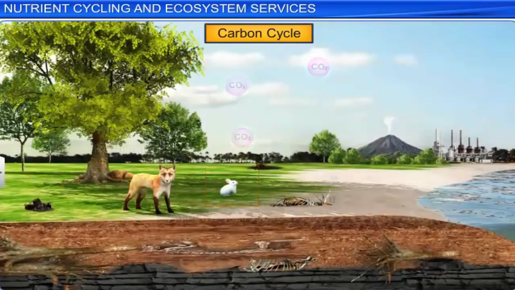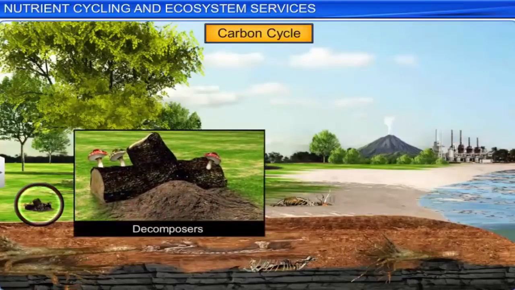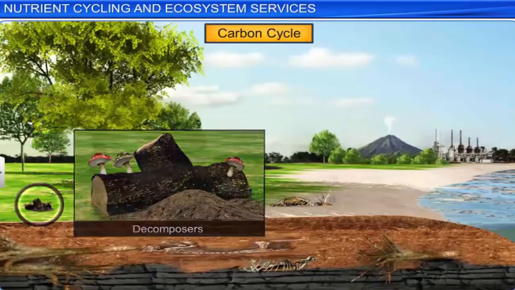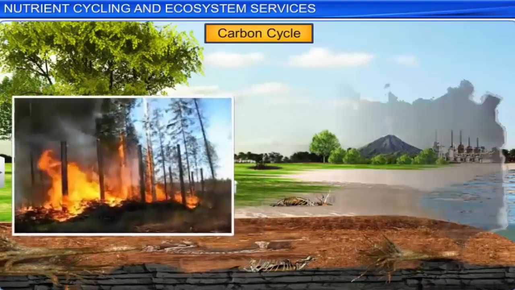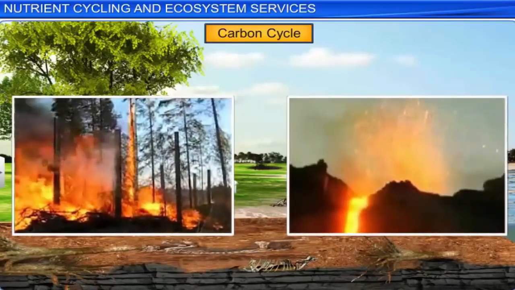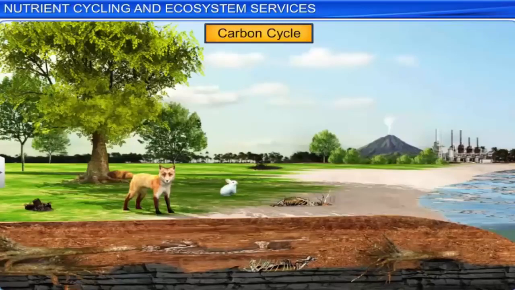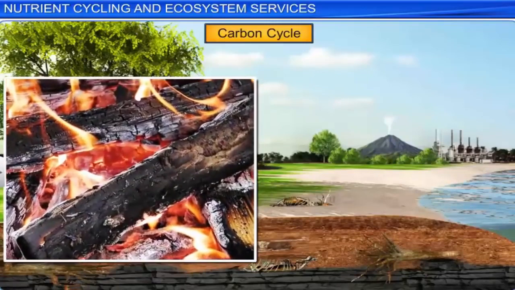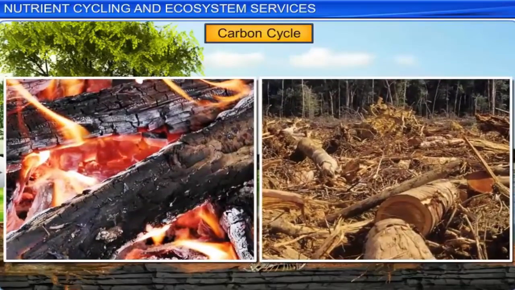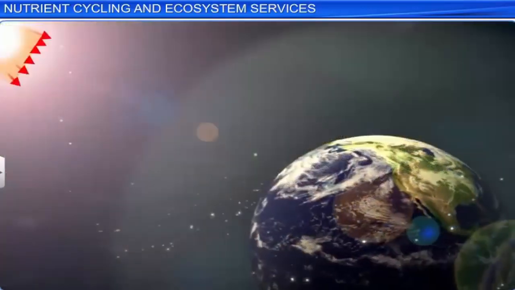Decomposers are also major contributors to the carbon pool. They break down waste materials and dead organic matter and return carbon to the atmosphere in the form of carbon dioxide. Natural events like forest fires and volcanic activities also release carbon dioxide. Apart from these sources, human activities like burning of wood and fossil fuels and rapid deforestation have also led to a marked increase in the amount of carbon in the atmosphere, thereby affecting the carbon cycle and leading to the greenhouse effect.